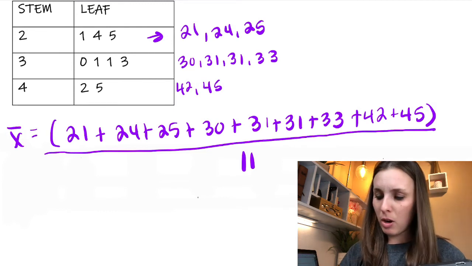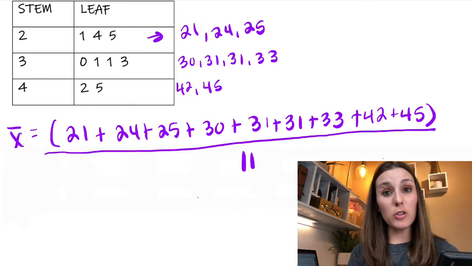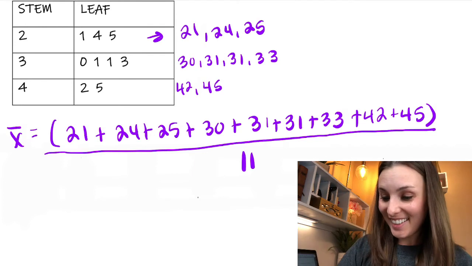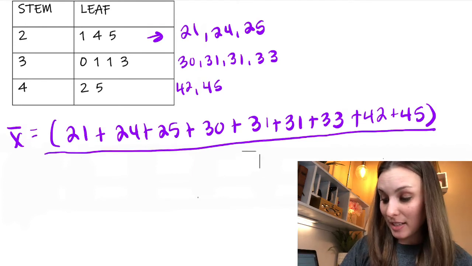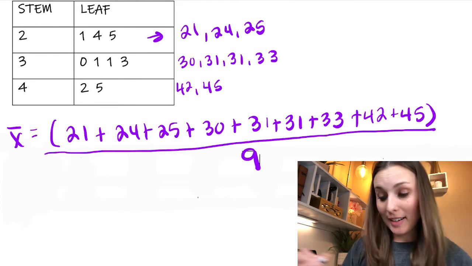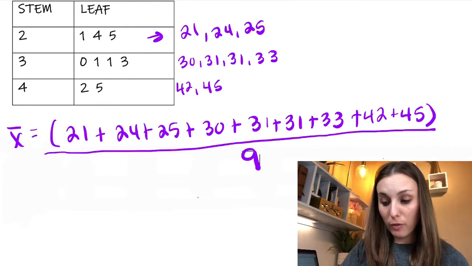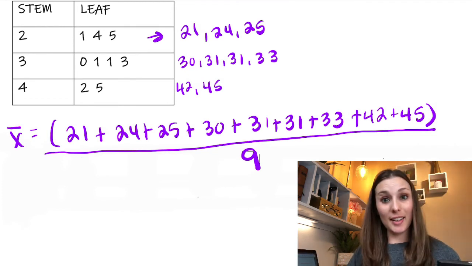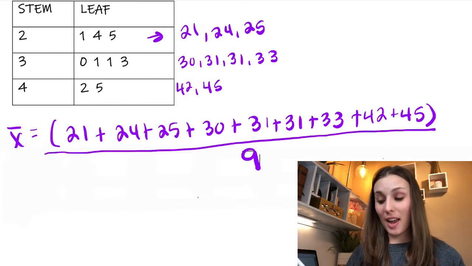Did I do something wrong? 1, 2, 3, 4, 5, 6, 7, 8, 9. I counted wrong the first time. See? Accidents happen. That is a 9, not an 11. 3, 4, 5, 6, 7, 8, 9. So I'm really glad that I went and double checked that. I am an expert. I'm a mathematician.